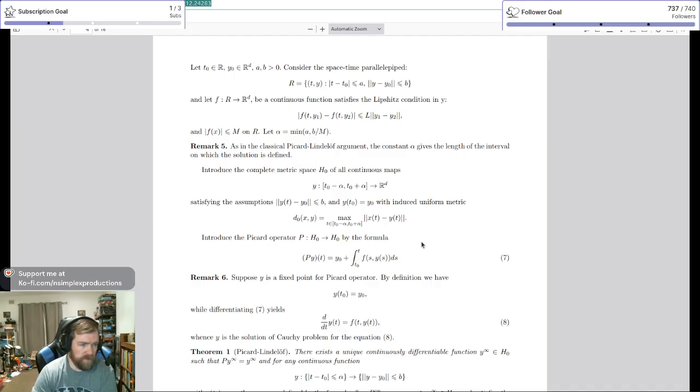Fixed point method proof? Think so. Picard-Lindelöf. R is t and y, where the distance from t to t0 is less than or equal to some a value, and the norm of y is less than some distance b away from y0.